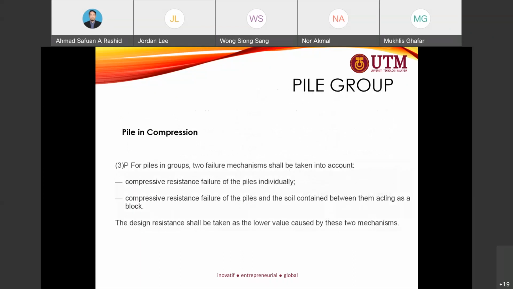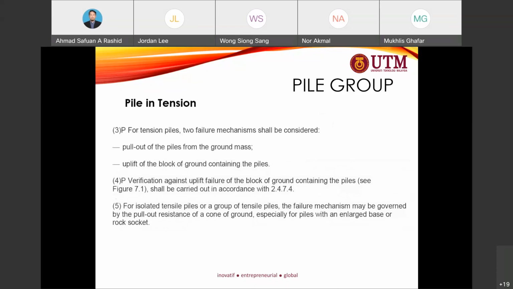So for pile groups, two failure mechanisms should be taken into account: compressive resistance failure of the piles, and the soil contained between them acting as a block. I guess it is similar to what we have learned from the conventional approach. For pile in tension, nothing is different except for the coefficient.